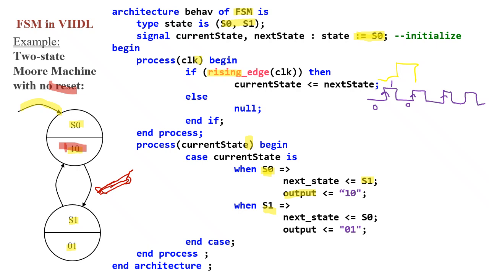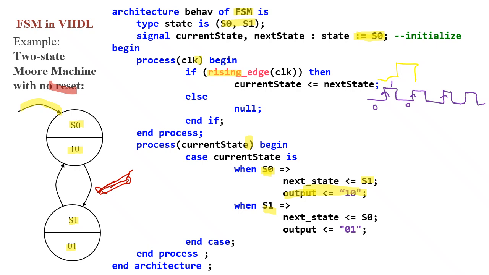For this particular diagram again, S0 output is 1, 0. So here we're saying output equals 1, 0. You could have an output named something else. It could be called y equals 1, 0. Or it could be an integer. In this case, you will say output equals 2. You can write 2 right away without the double quotes for integers.